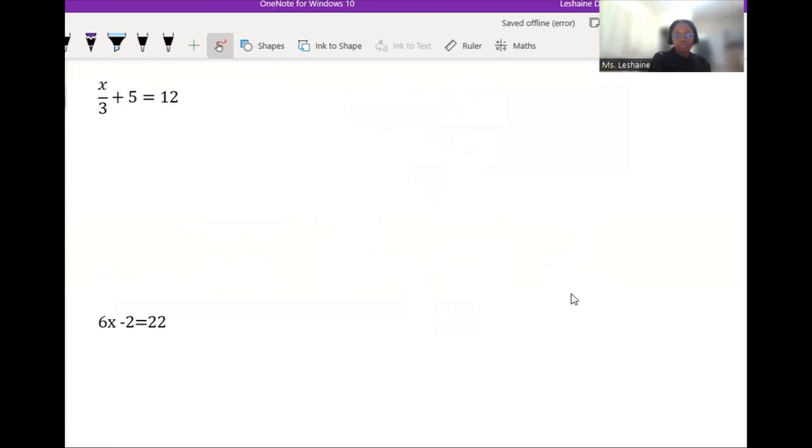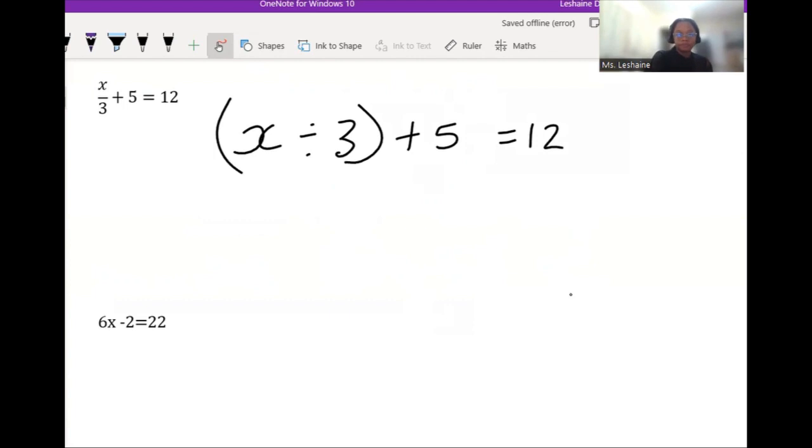So x over 3 means I have x divided by 3. And then I add 5 to that result. And it's okay if I am not using brackets because we know that the rules of PEDMAS would mean that the division is done first. All right, so I'm okay with not using any brackets right here. I'm only writing it this way so that you can see how it's worked out. All right, so it works for these types of problems.